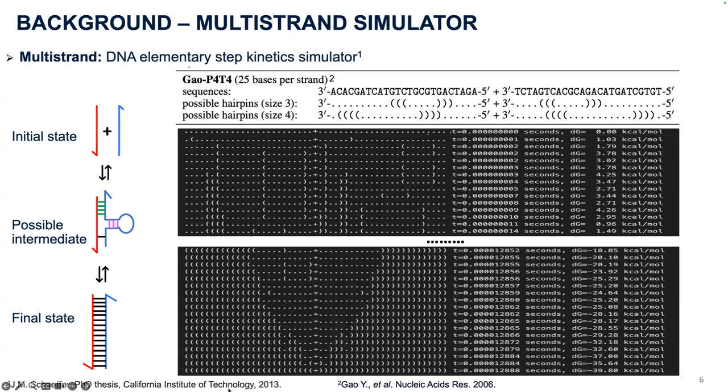In our project, we are using a kinetic simulator called Multistrand to generate trajectories. Specifically, we studied an experimental hybridization reaction from Gao et al., and there are 25 bases in each strand. They found that the formation of four-stem hairpins significantly slowed down the overall reaction. This big table shows the output from Multistrand for this reaction. The first column shows a reaction trajectory, the second column shows the transition time, and the third column shows the free energy. The free energy is decreasing during the hybridization process.